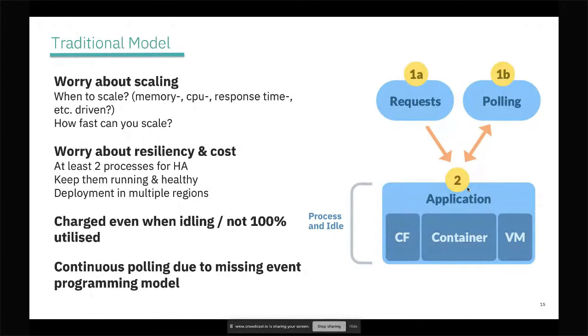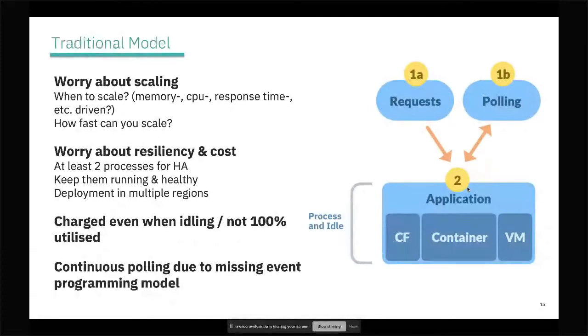You need to take care of resiliency, the same thing, making sure that you're highly available. So if one of your applications for any reason goes down, you should still be able to serve the requests coming in, and that's why at least 2 processes are needed to be highly available. You need to make sure that they're healthy and running all the time, whether you're using them or not. And you would generally try to deploy them in multiple regions around the world so that they're accessible from different locations.